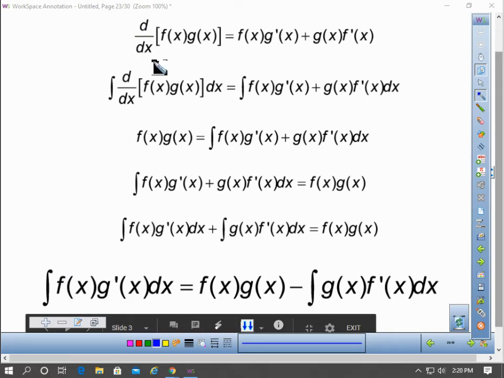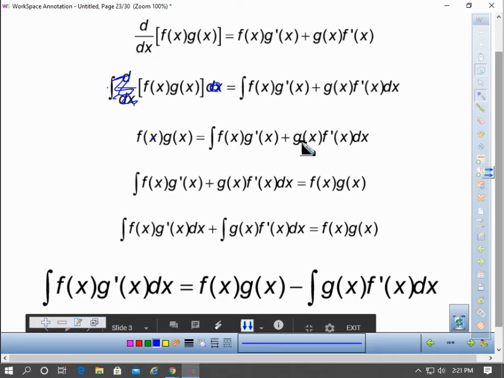Okay, so what we want to do, we know that the derivative of a product is first times the derivative of the second plus the second function times the derivative of the first. This is product rule. Now we want to reverse that process, so we integrate both sides. We've put an integral on both sides of this problem because we want to reverse this process. Now we know when you take the derivative of an integral, these cancel and we're just left with f times g.